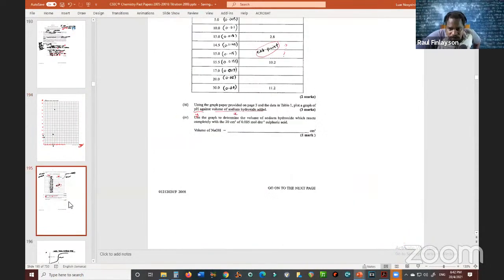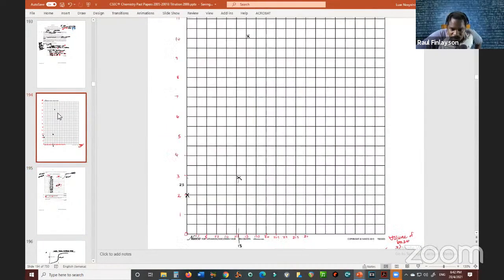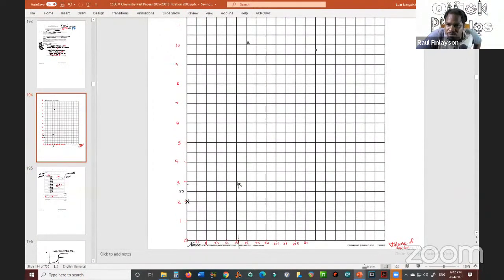All right. And the final one is 11.2. 11.2 would be at 30. So we easily find 30 here, but 11.2 would be a little bit above 11, joining up with 30. So that's what we look for.